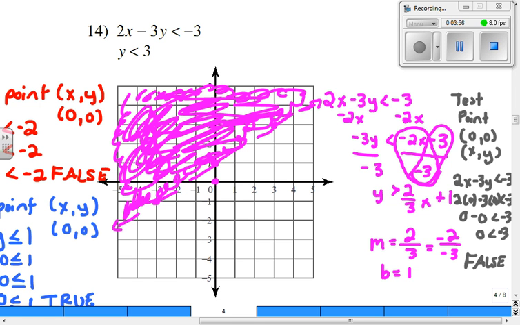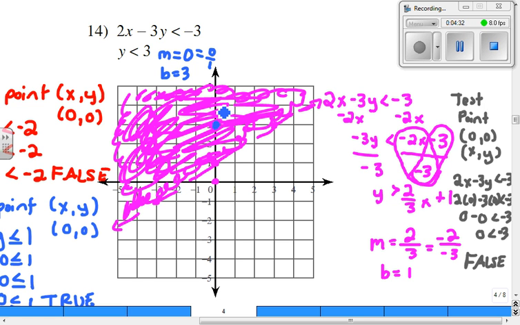Okay, for my other inequality, I have y is less than 3. Well, this is already in y equals mx plus b format. My m, well, I have no x term. The only way that I wouldn't have an x term is if I had multiplied it by 0. So my m is 0. And my b is 3. So that means my y-intercept is 3. My slope is 0. Well, 0 is a whole number, so it's 0 over 1.